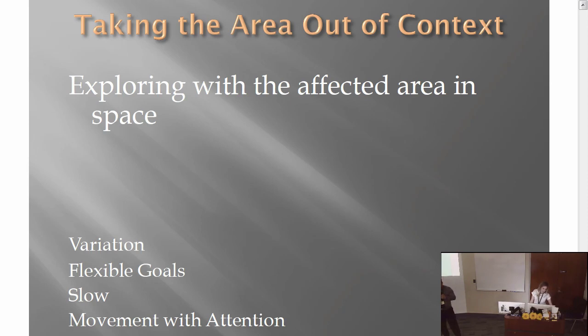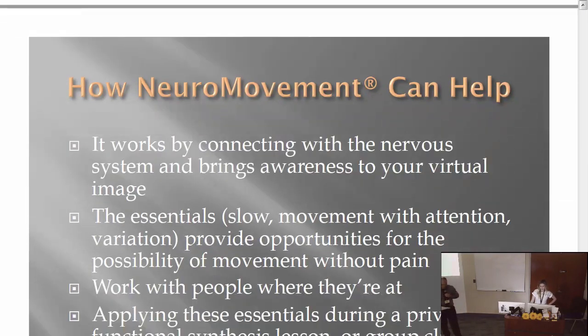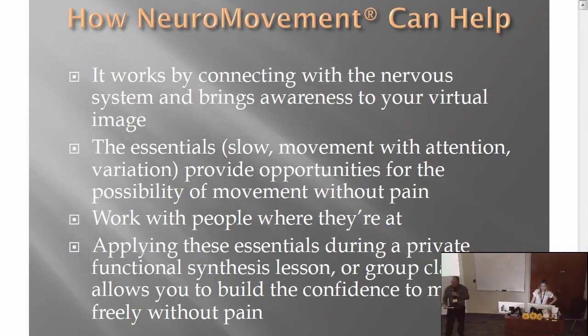And the four main essentials for taking the area out of context are variation, flexible goals, slow, and movement with attention. So in conclusion, neuromovement is designed to create conditions for our nervous system to move towards a learning mode. We can apply the essentials Allie discussed earlier to provide opportunities to move in a pain-free, safe way. Even with the chronic pain that you experience now, there's still an opportunity for change.